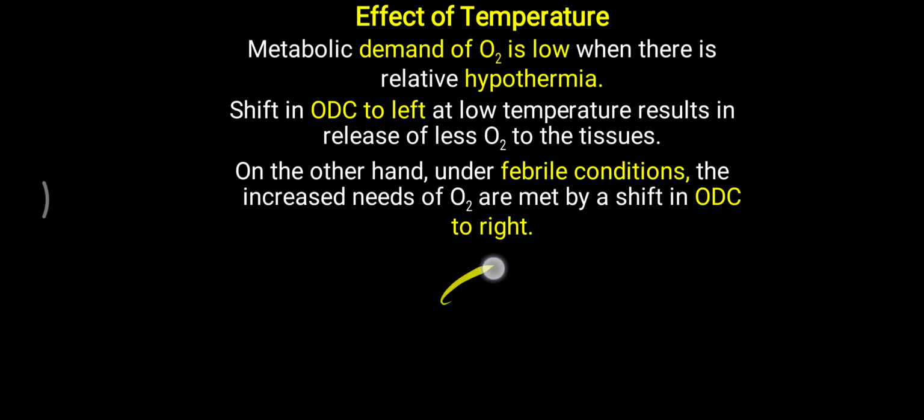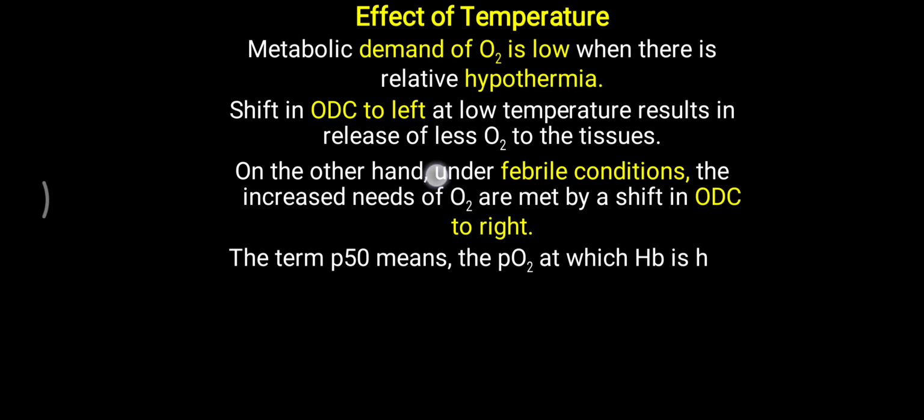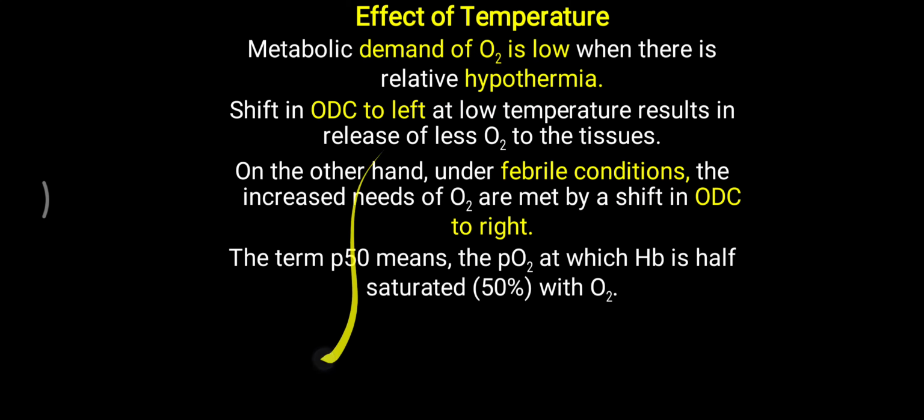So more and more oxygen is released from the hemoglobin, and that will shift the ODC to the right side. Right shifting is seen in a fever or febrile condition, while in hypothermia it will shift to the left-hand side. One more terminology related to the temperature effect over the ODC is P50, which means the partial pressure of oxygen at which hemoglobin is half saturated.